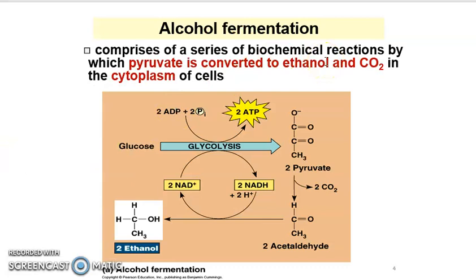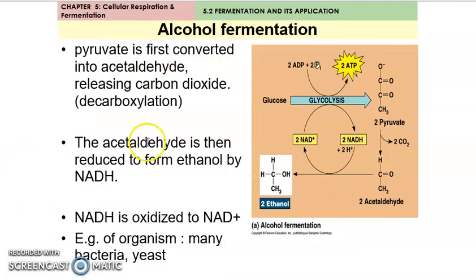Okay, so actually fermentation will be divided into two types. The first one we call alcohol fermentation. So what is alcohol fermentation? It comprises a series of biochemical reactions by which pyruvate is converted to ethanol and carbon dioxide in the cytoplasm of the cell.